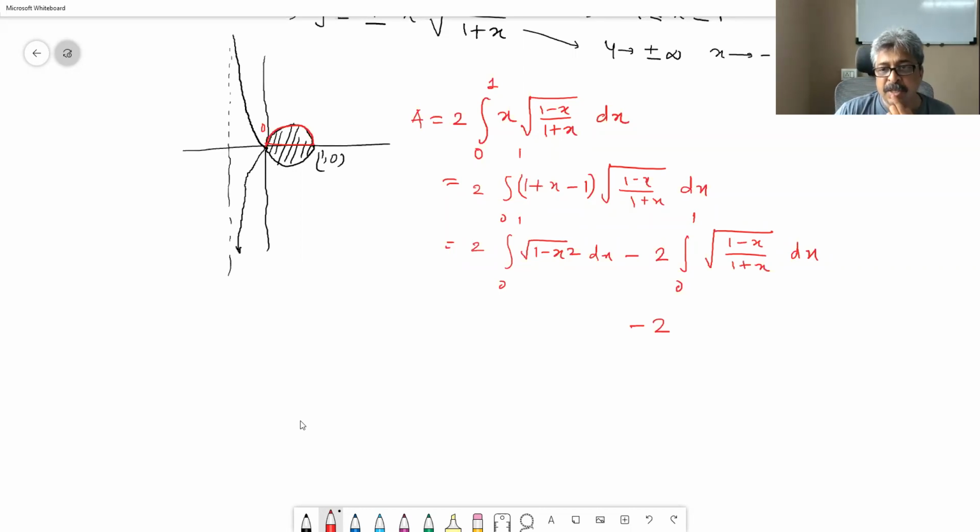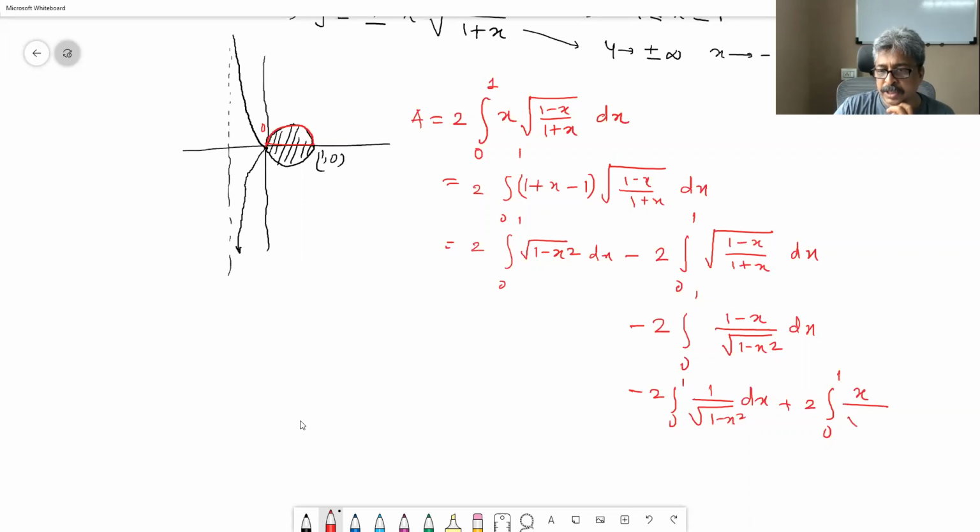So if you multiply both by root 1 minus x, you get the integral 0 to 1 of radical 1 minus x square dx, minus 2 times the integral 0 to 1 of 1 upon radical 1 minus x square dx, plus 2 times the integral 0 to 1 of x upon radical 1 minus x square. So I think all the integrals are doable now.